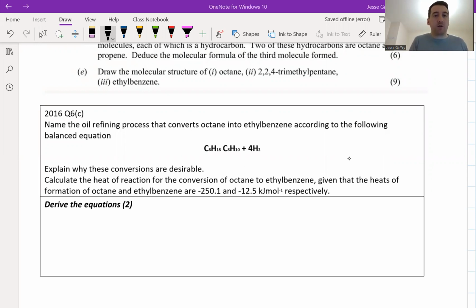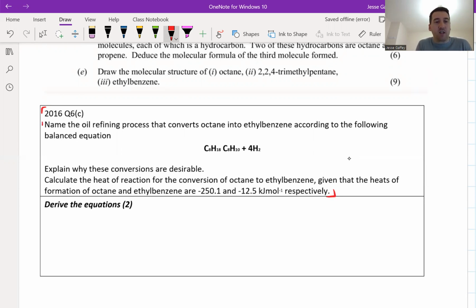All right, so what I'm going to do is ask you to pause the video and read from here to here. Do that now, please. You'll notice that we seem to be given a little less information than normal. There's only two heats of formation given, and that's because yes, it is an easier question. This was pretty straightforward, pretty easy.